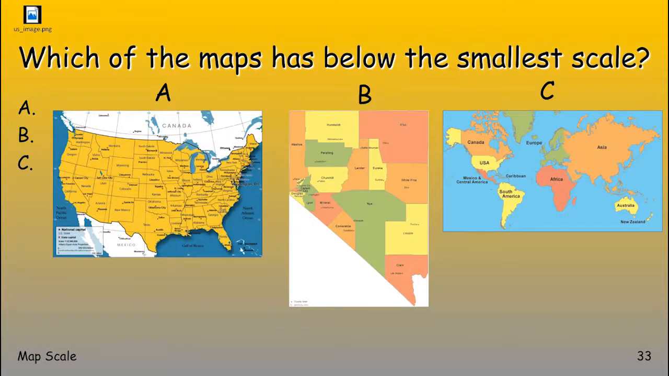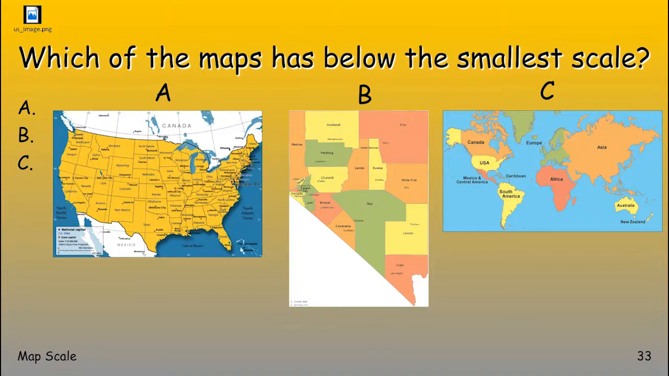And then here you have 3 maps. You have a map of the US, you have a map of Nevada, you have a map of the whole world. Now, I'm not giving you the fractional scales of these maps. So you're going to have to base your answer exclusively on the amount of area of the Earth that is represented. The maps are approximately the same size. You know, they are not hugely different in size, but they represent a different amount of area. So based off that, which of these maps has the smaller scale?